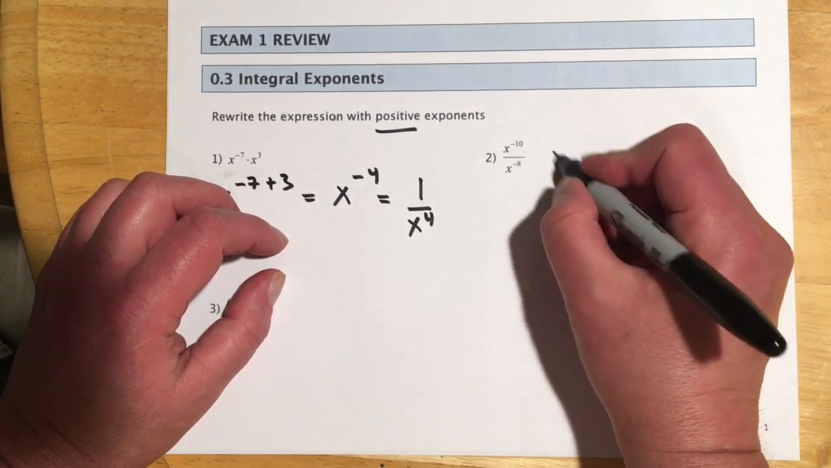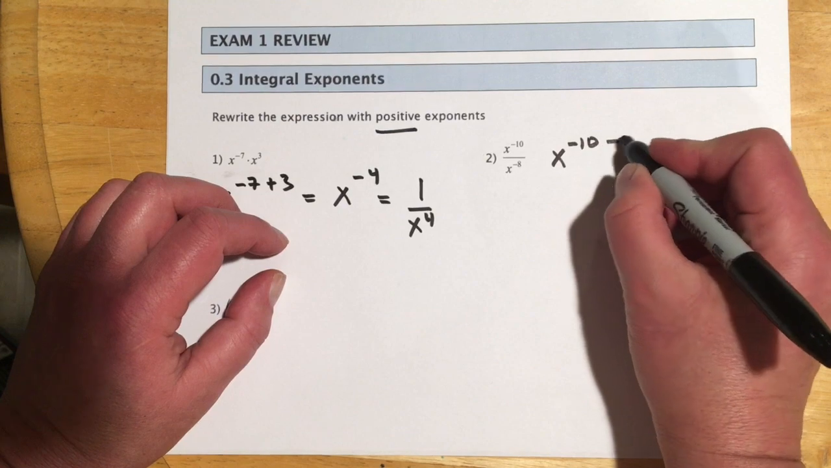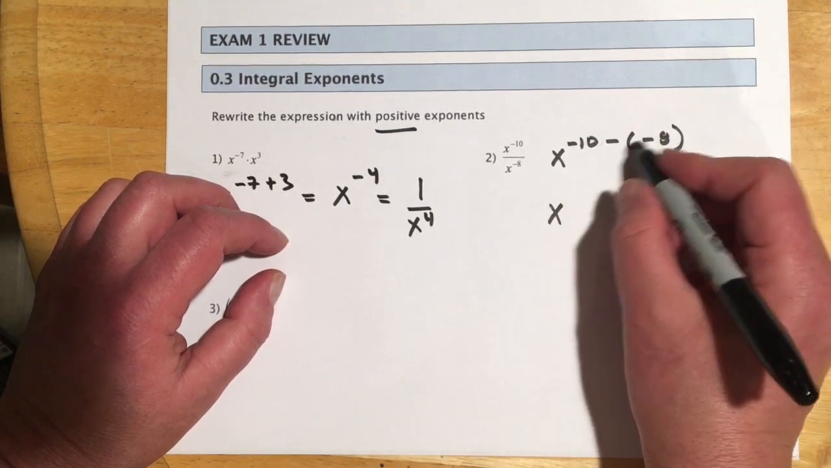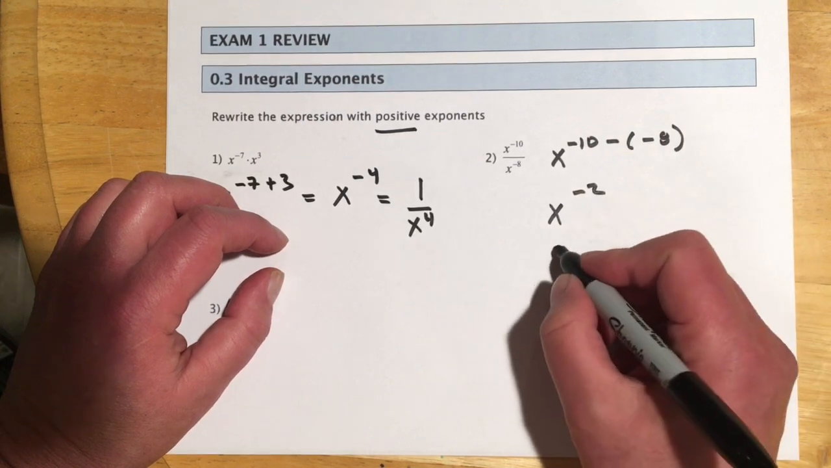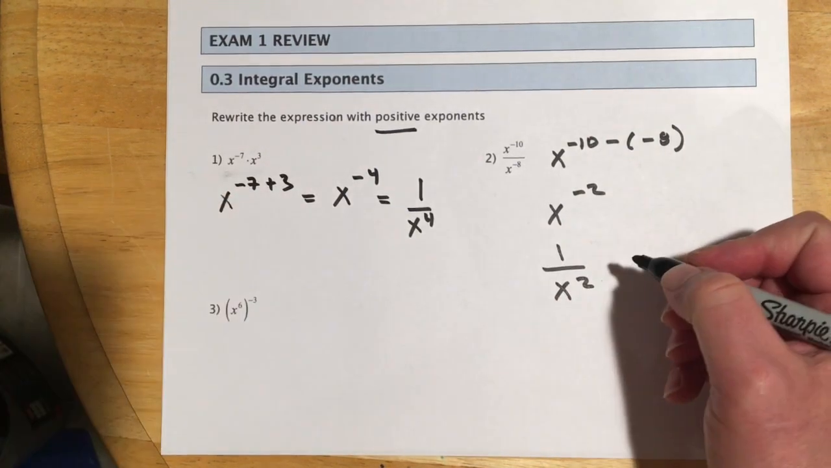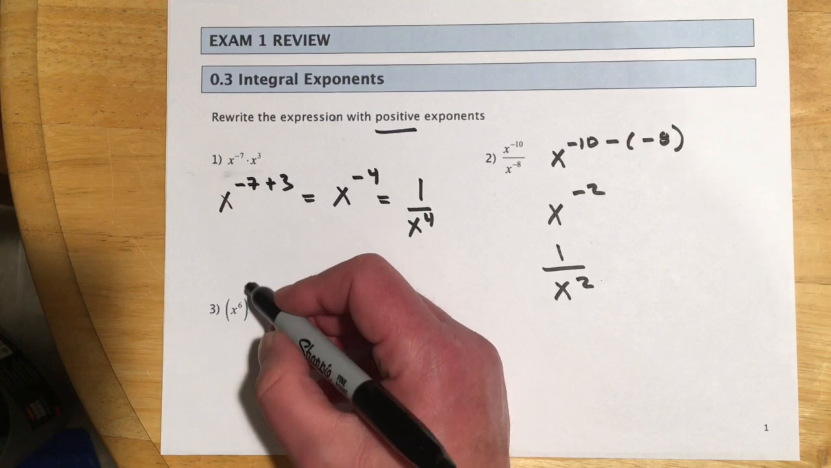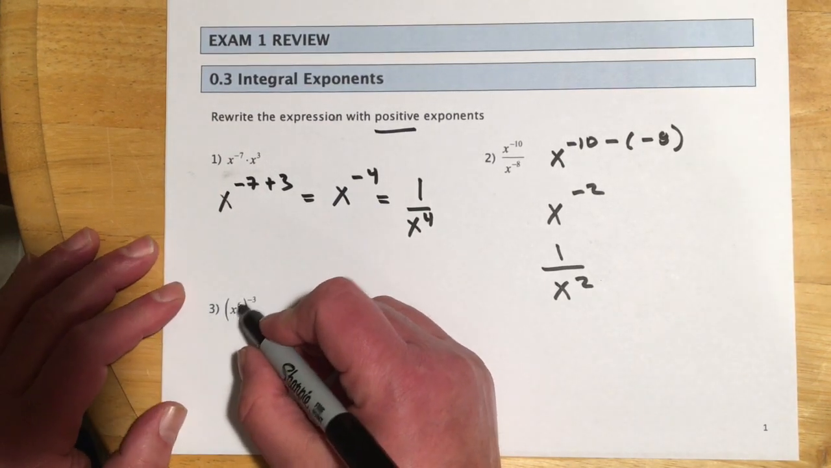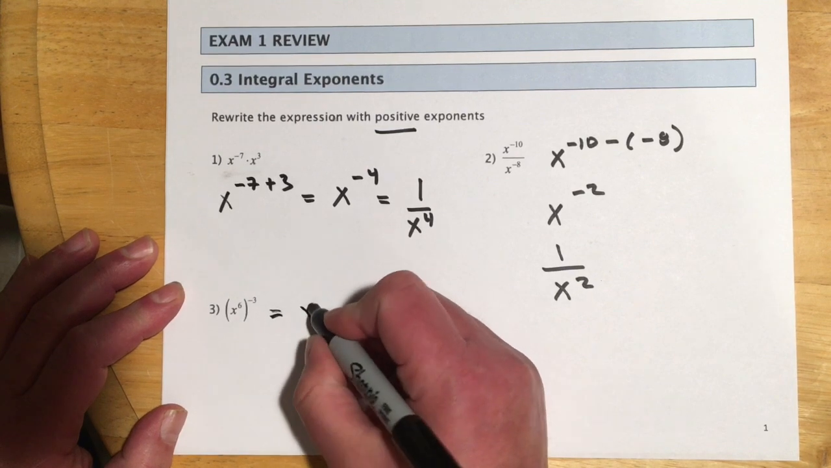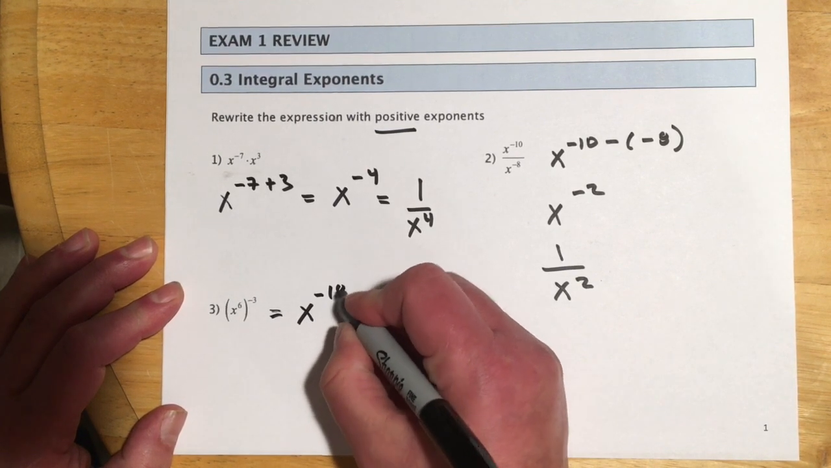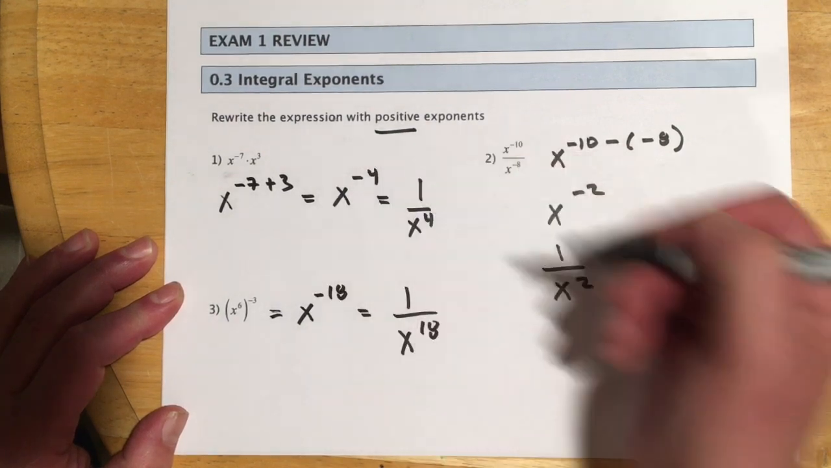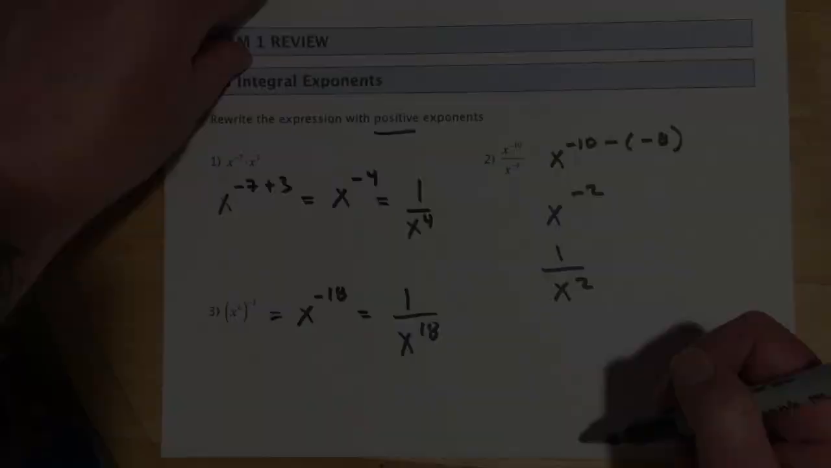Number 2 is division, so that's going to be subtraction. So we're going negative 10 minus negative 8. So that would be plus 8, so that makes it negative 2, or 1 over x squared. And then this last one's an example of the property where if we're raising to a power, we multiply. So 6 times negative 3 would make this x to the negative 18, and then 1 over x to the 18th again because of the negative exponent.